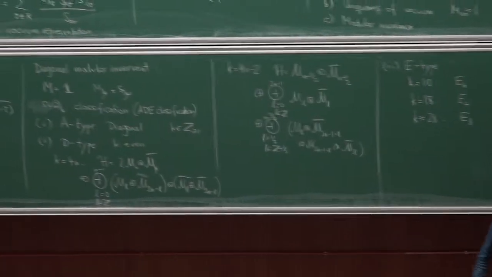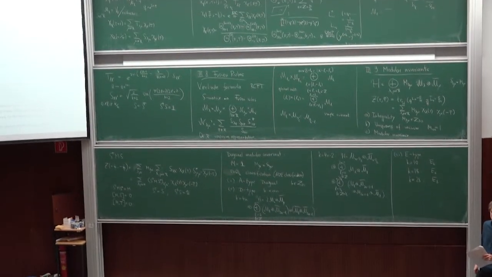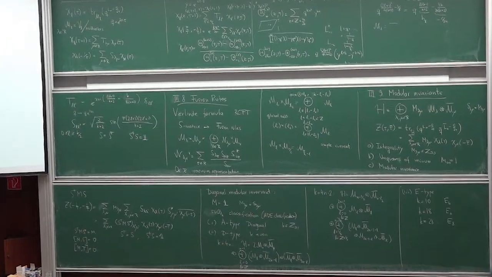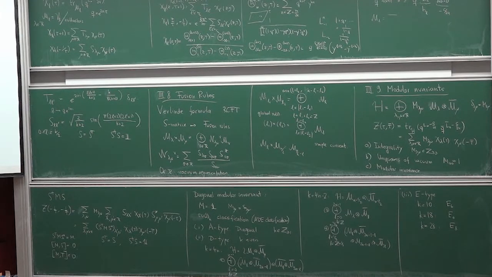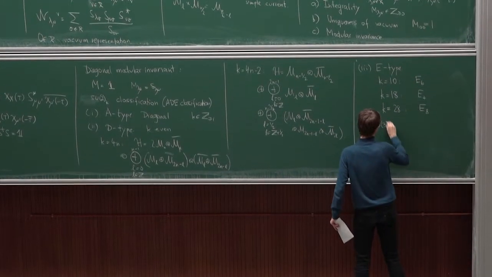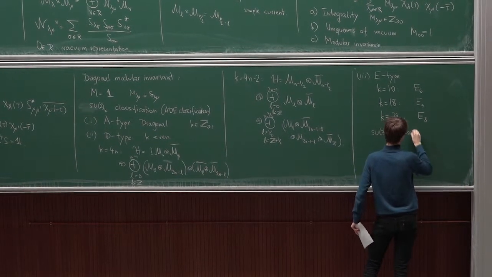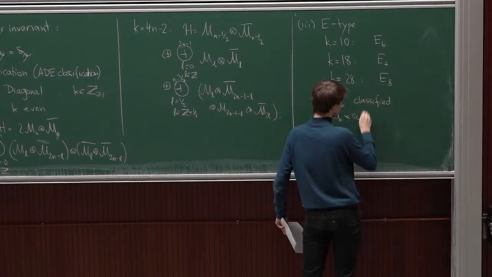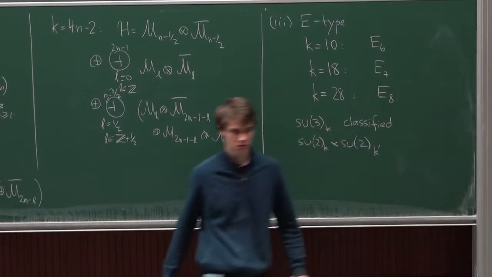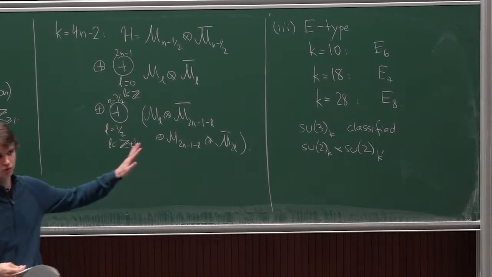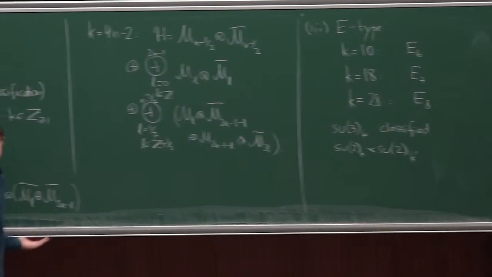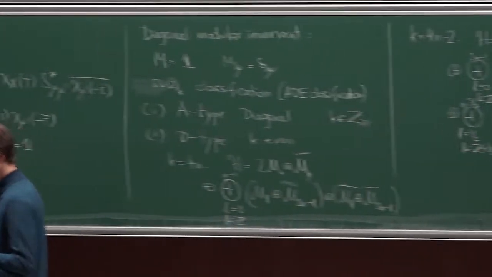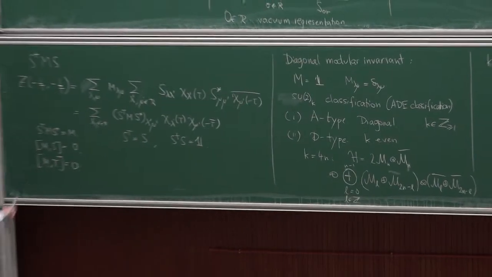Is SU2 the only algebra where the classification is? Good. So the question is whether SU2 level K is the only algebra where there is a classification. The answer is no, but it's not much better. So SU3 level K is classified. I believe SU2 level K times SU2 level K prime is classified. I'm not sure, but for sure there's no general classification. Yeah, so that's an important open problem. If you want to contribute, you can try.